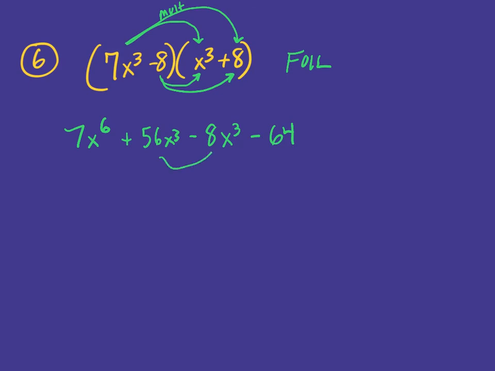And then a lot of times you'll have terms in the middle that are like terms. Both of them are x squareds. So we put the numbers in front together and we get 7x squared plus 48x cubed minus 64.